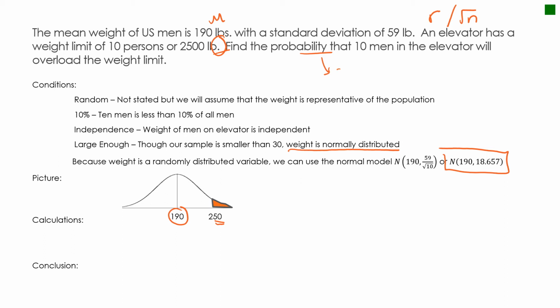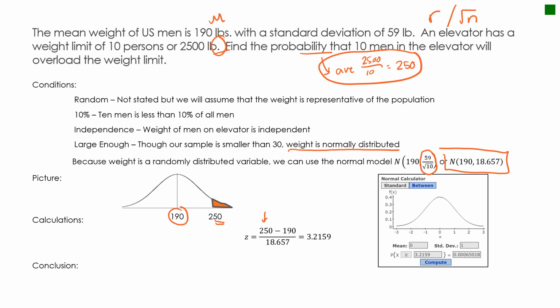that I'm observing an average of 2,500 divided by 10 people, which means each person, or each man on the elevator, on average could weigh up to 250 pounds and we'd still be okay. So what are my calculations? Again, I'm using my observed of 250, which I got from up here, minus my expected, which was given to me, divided by the standard deviation, which I computed by taking 59 divided by radical n. I plugged that into StatCrunch to find my answer.